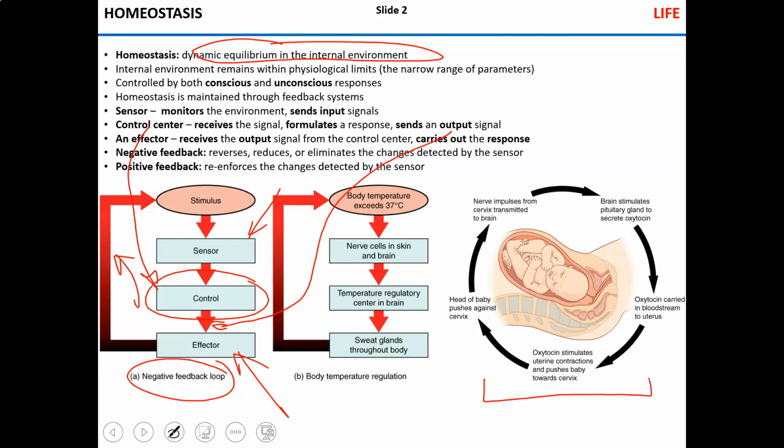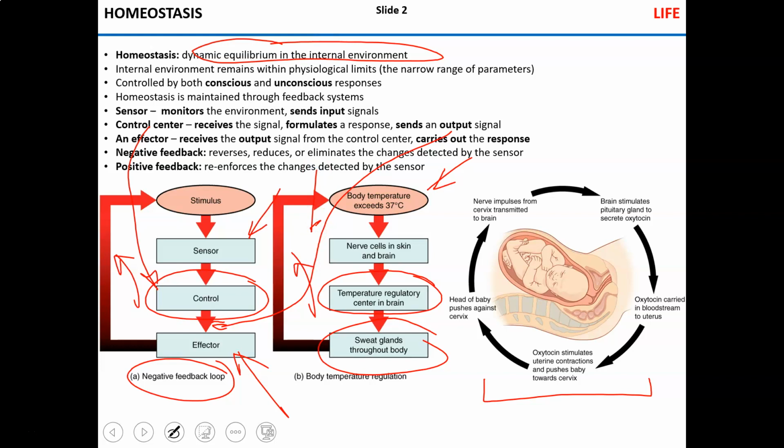So the example of negative feedback is sweating. When body temperature increases, thermoreceptors in the skin sense this, and send the signal to the brain. The hypothalamus in the brain receives the signal, formulates the response, and conveys it to the sweat glands, effectors, which sweat, and sweat cools down the human body and body temperature goes down.